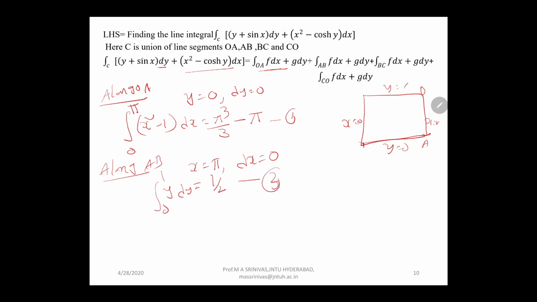This is my second one. I'll call it 1. Everything I'll substitute in the first. And the next is along AB, and now BC.